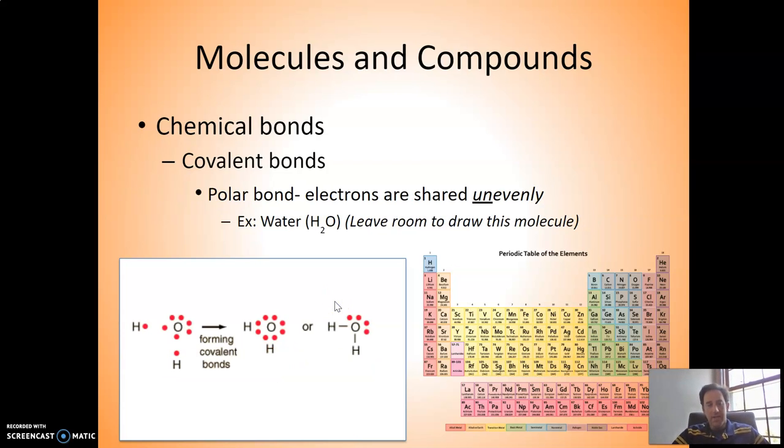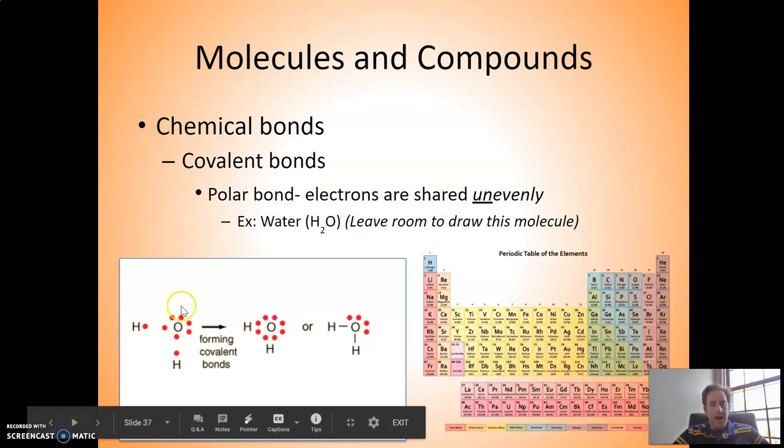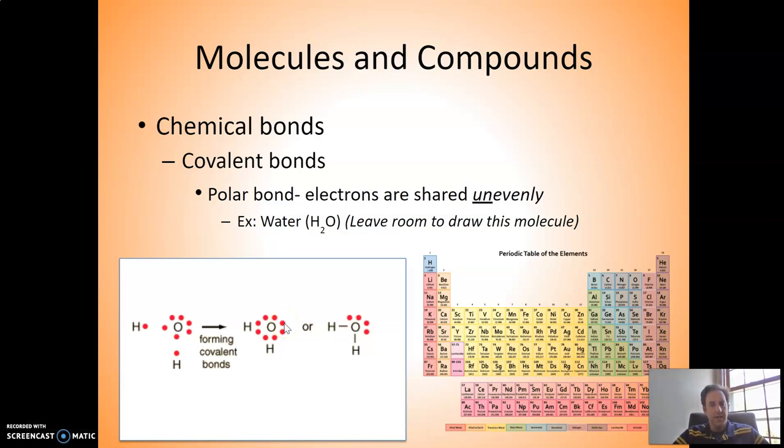Unfortunately, not all atoms play quite so nicely. A polar bond is one in which the electrons are shared unevenly. Here you have oxygen with its 6 valence electrons and hydrogen each with its 1, and they form just like before. But it turns out that oxygen is much more electronegative than hydrogen.